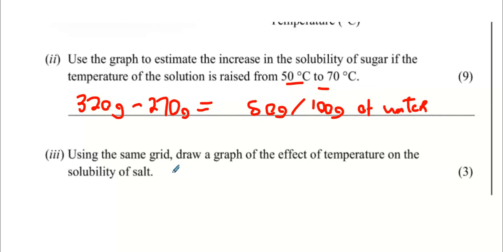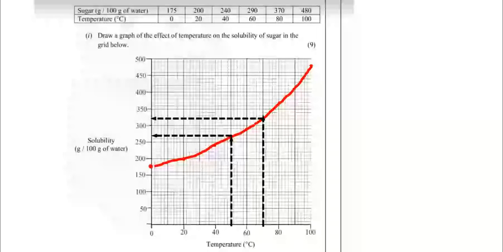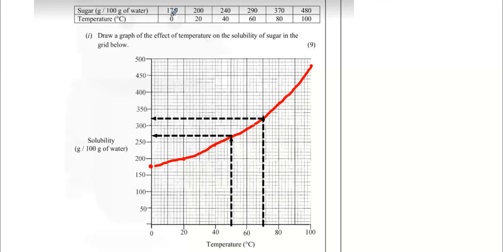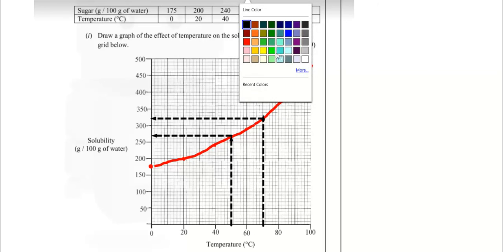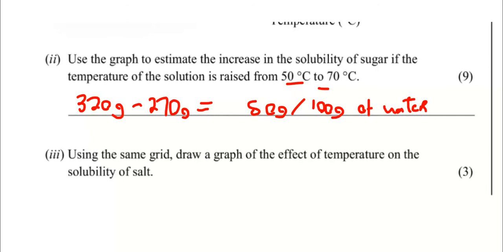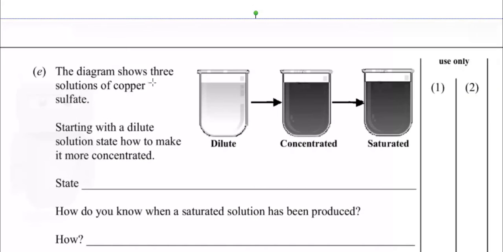Using the same grid, draw the effect of the temperature on the solubility of salt. Well, we're told that the salt stays at 40 grams all the way through. So salt will represent with the green line. Just stays at 40 all the way through. So here's salt, and there it is. The green line represents salt, just stays at 40 all the way through. Okay, done.